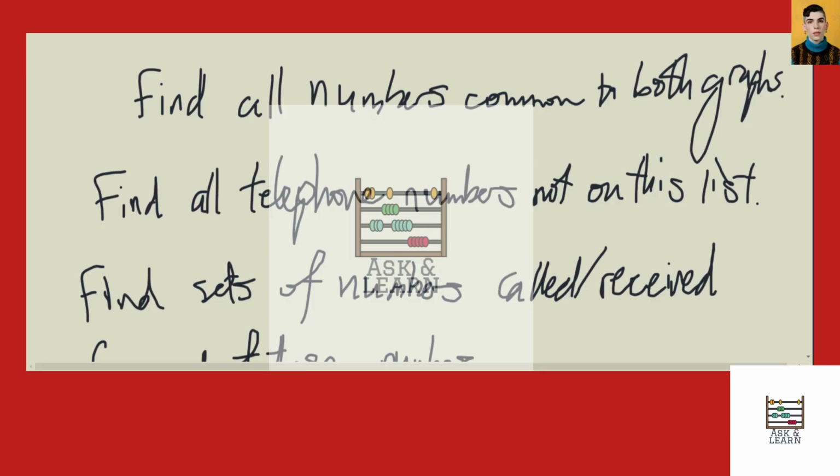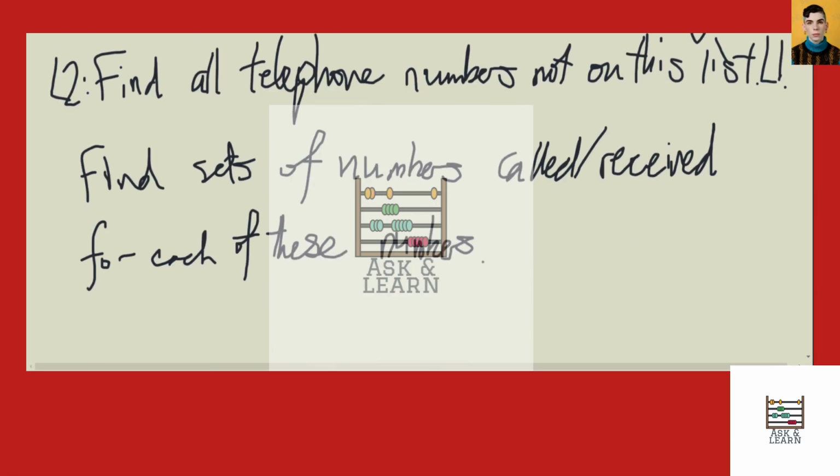So this is going to be list 1, and then list 2 is all telephone numbers not on list 1. And then list 3 is actually going to be a list of sets. It's going to be the sets of numbers called and received for each of these numbers on list 2.